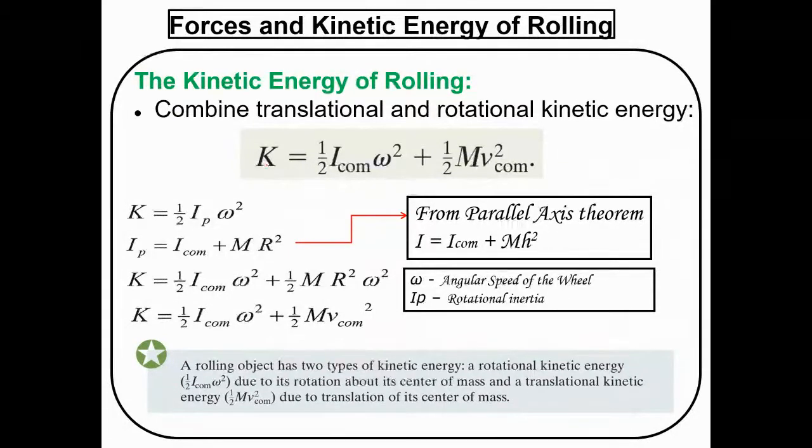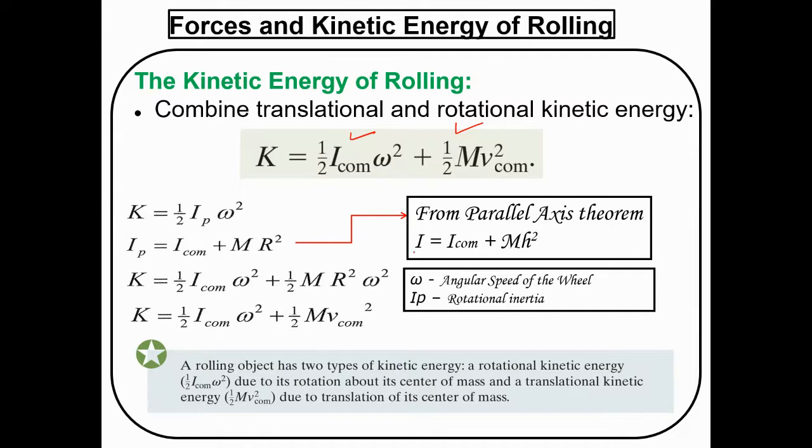So we already studied the kinetic energy of the rolling body. It must have the translational kinetic energy. It must have the rotational kinetic energy. Translational kinetic energy, half mv square. Rotational kinetic energy, half I omega square. So where did we get this formula? By using the parallel axis theorem.